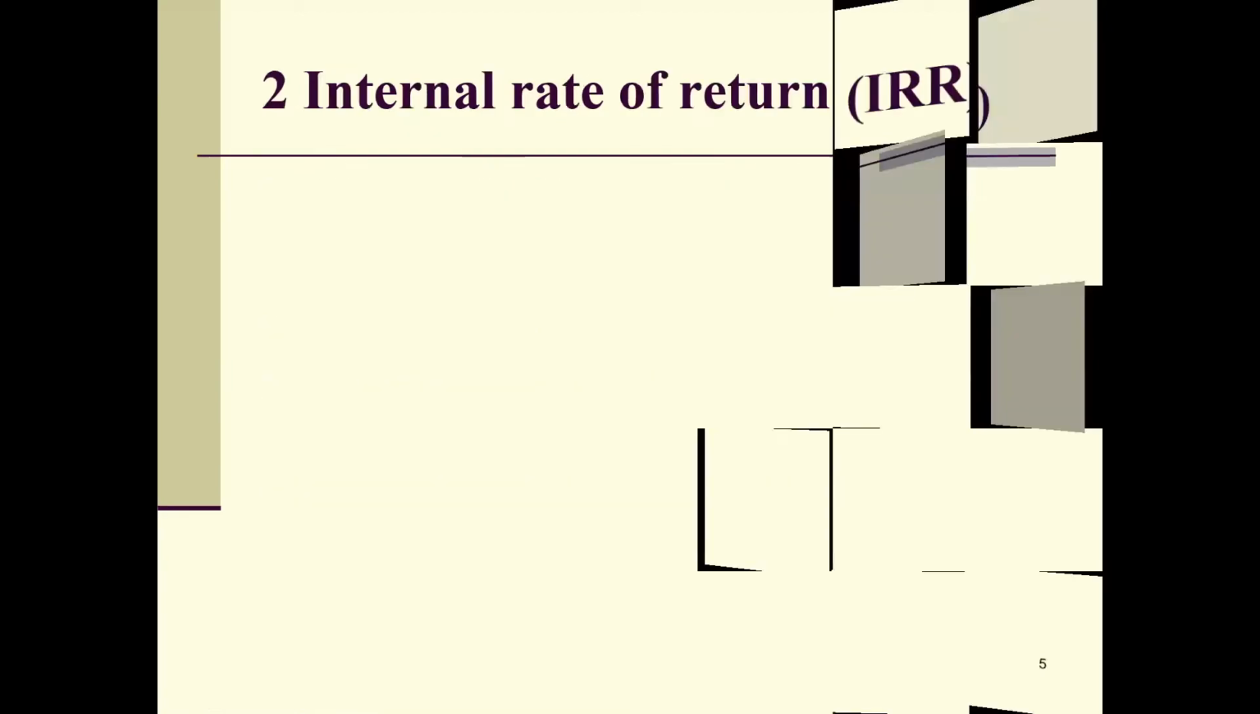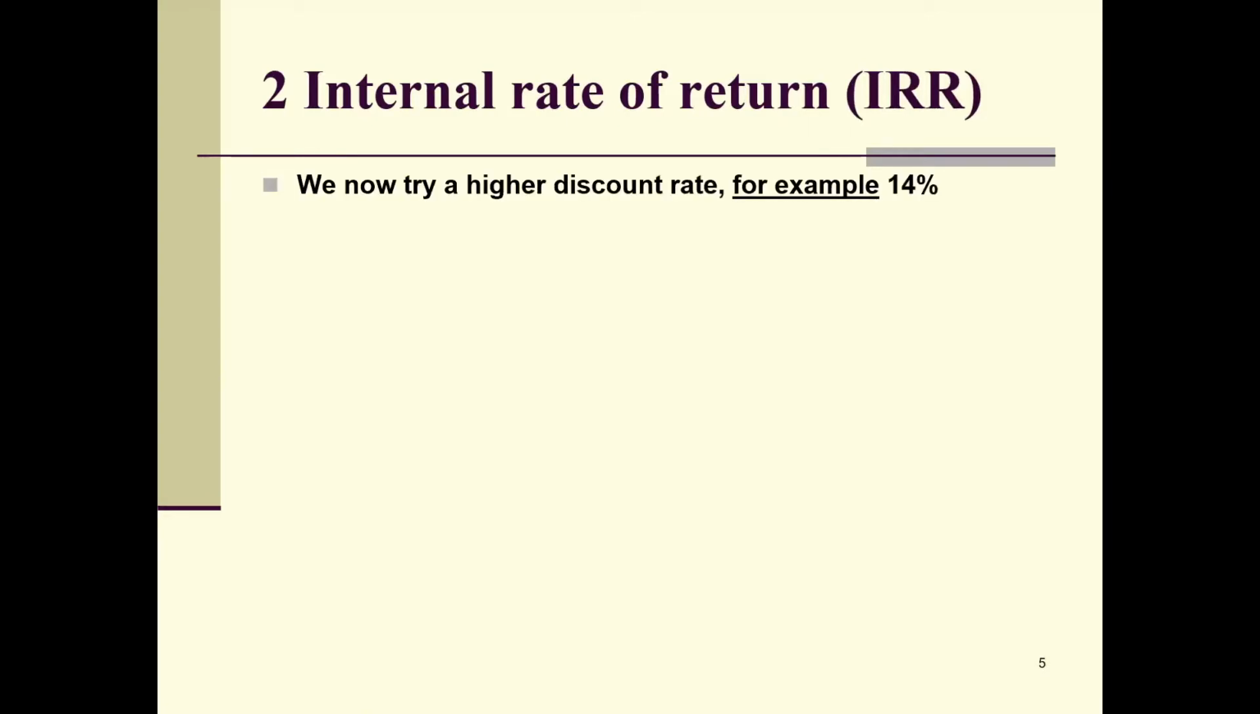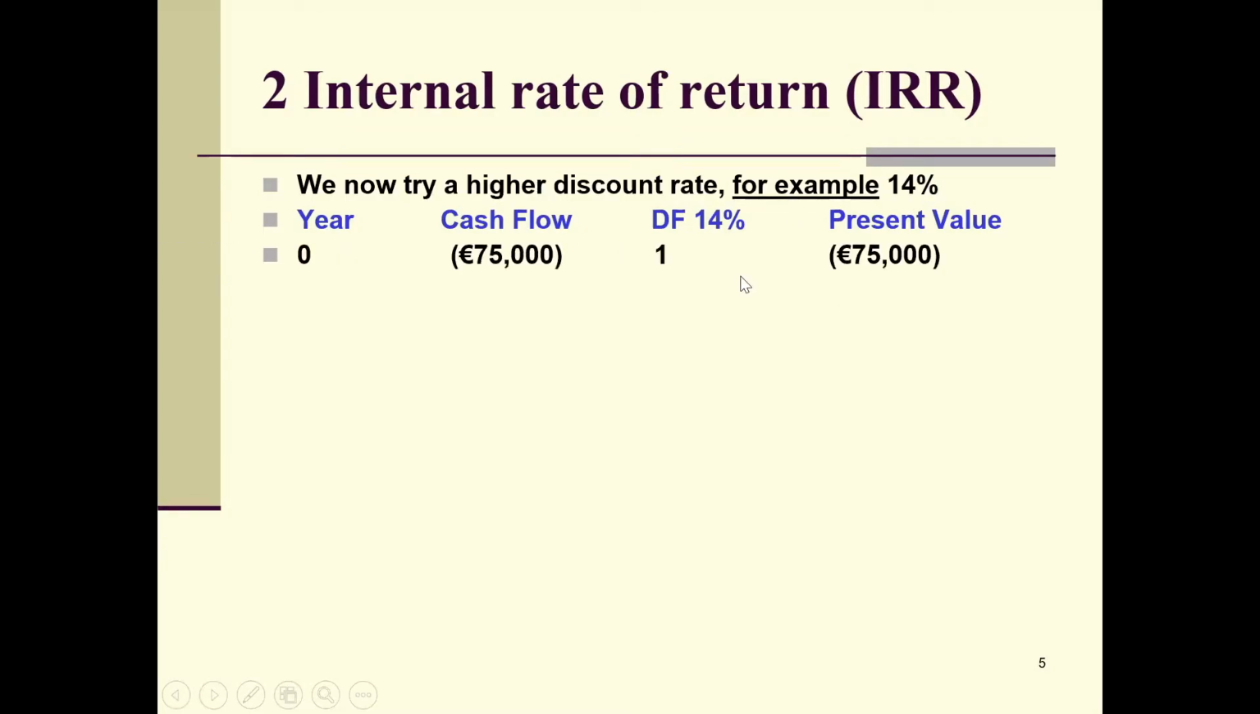If I replicate the process, all that's happening now is I'm going to try 14%. Now, this is subjective. I could have tried 13 or 15 or 18 or 20. I'm trying something higher than 12. Here's your old 14. No change in year 0. Still 75 grand going out, time period 0 today.